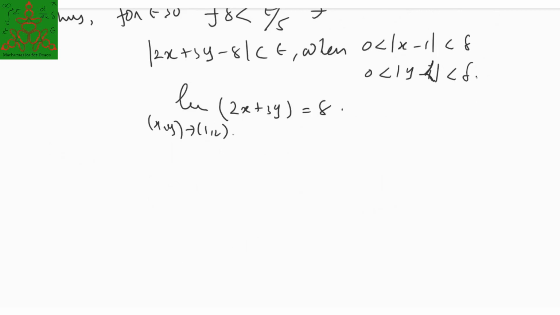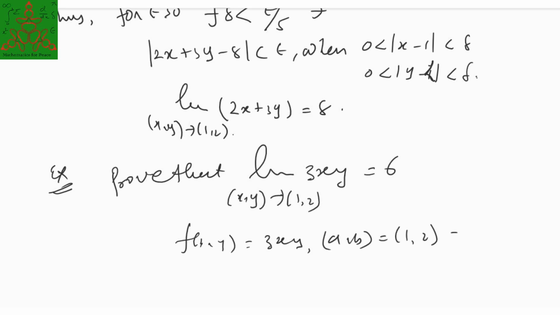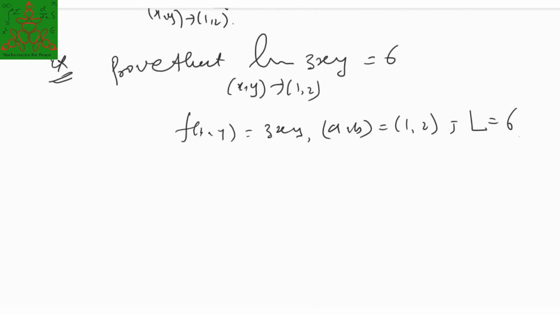Next example I am taking is the limit of 3xy equal to 6 as xy tends to 1, 2. So here, what is your f of xy? Let us list down what is given. It is 3xy. What will be the point a, b? It is 1, 2, and what is the limit? L is 6. Here also, if the limit is not given, you can calculate it by putting in the value, and it will be easily calculated.